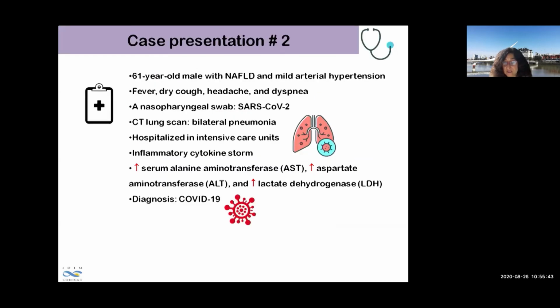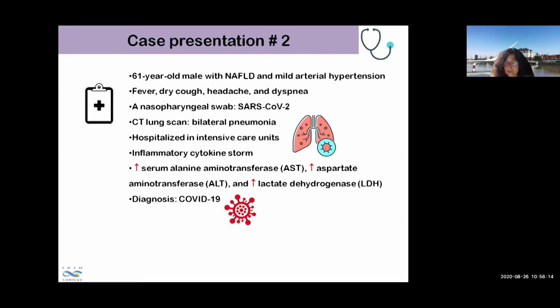Let's move to the second case presentation. This is a 61-year-old male patient with also non-alcoholic fatty liver disease and mild arterial hypertension that presents at the ward with fever, dry cough, headache, and mild dyspnea. And the CT scan showed bilateral lung infiltrates. The nasopharyngeal swab was positive for the new coronavirus, and the diagnosis was confirmed as COVID-19.